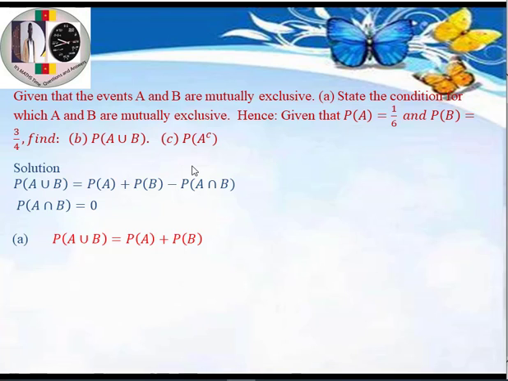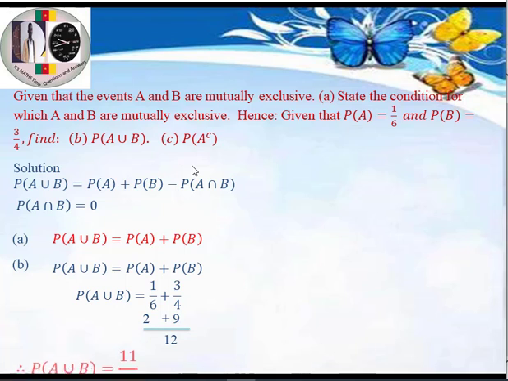The probability of A union B equals the probability of A plus the probability of B, and the probability of A is 1/6 while the probability of B is 3/4. We can look for the LCM, which is 12. 6 goes into 12 2 times, and 2 times 1 is 2, plus 4 goes into 12 3 times, and 3 times 3 is 9. So 2 plus 9 is 11 divided by 12. So that's the probability of A union B, 11 over 12.